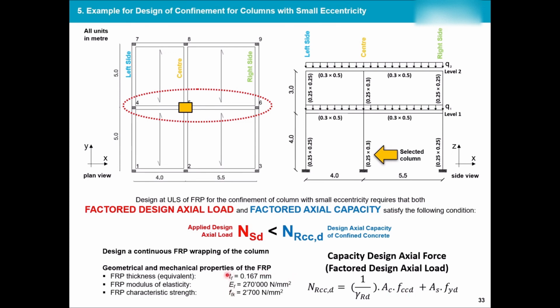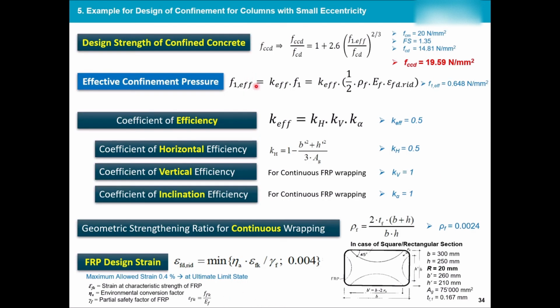Some properties of the FRP that I have used: the thickness, modulus of elasticity, and strength. These are what the factory gives you, and pay attention to the symbols as well. This is the process for calculating f_ccd. If you remember, this was the formulation. And out of this formulation, I had to calculate f_cd as well as f_l,eff. f_l,eff had this long formulation. One of them was k_eff, coefficients of efficiency, which was horizontal efficiency, vertical efficiency, and inclination efficiency.